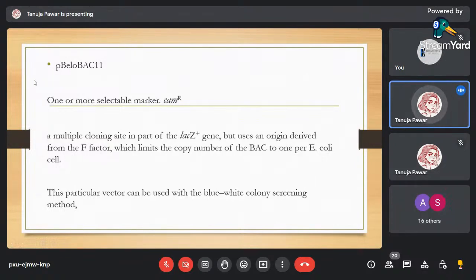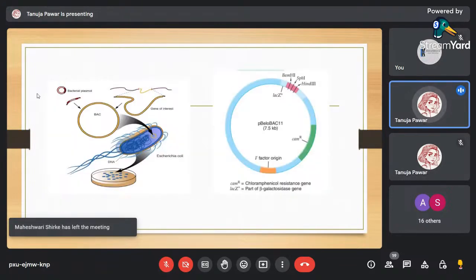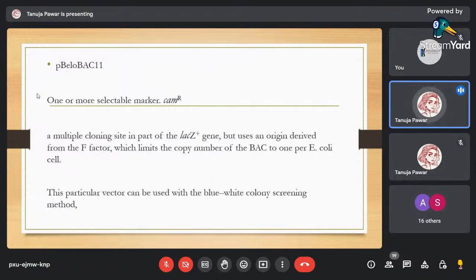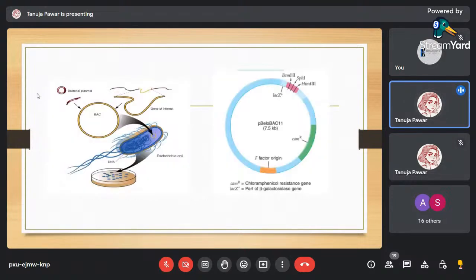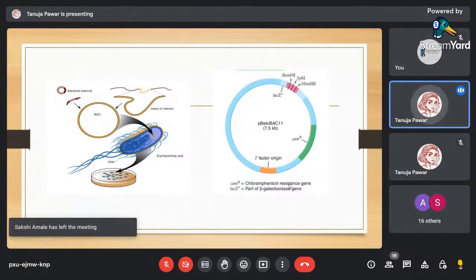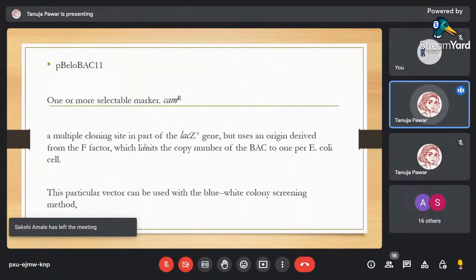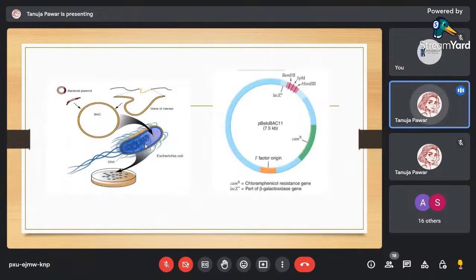So, there are a set of criteria which must be followed for making this artificial chromosome. First, it must have a selectable marker, like in this artificial chromosome. Here we have a selectable marker, the CAM-R gene, that is the chloramphenicol resistance gene. So what is the use of this resistance marker?